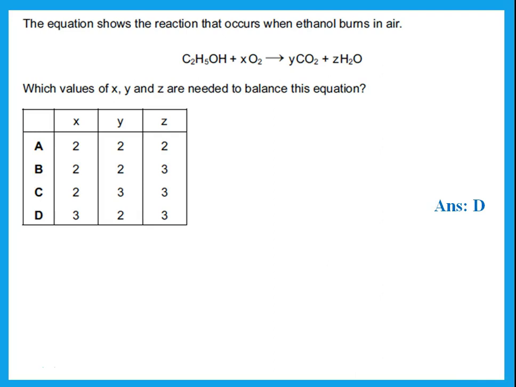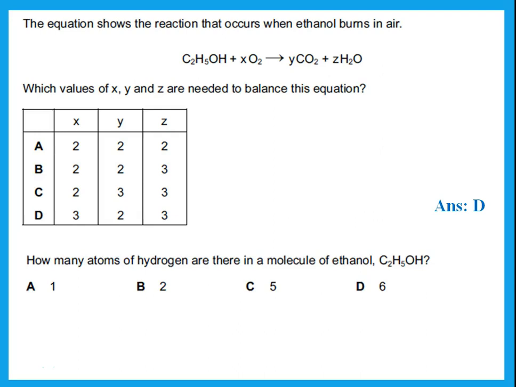Are you following? Okay. How many atoms of hydrogen are there in a molecule of ethanol? Of course, if I have C2H5OH, that means I have 5 plus 1. So I have a total of 6 hydrogens.